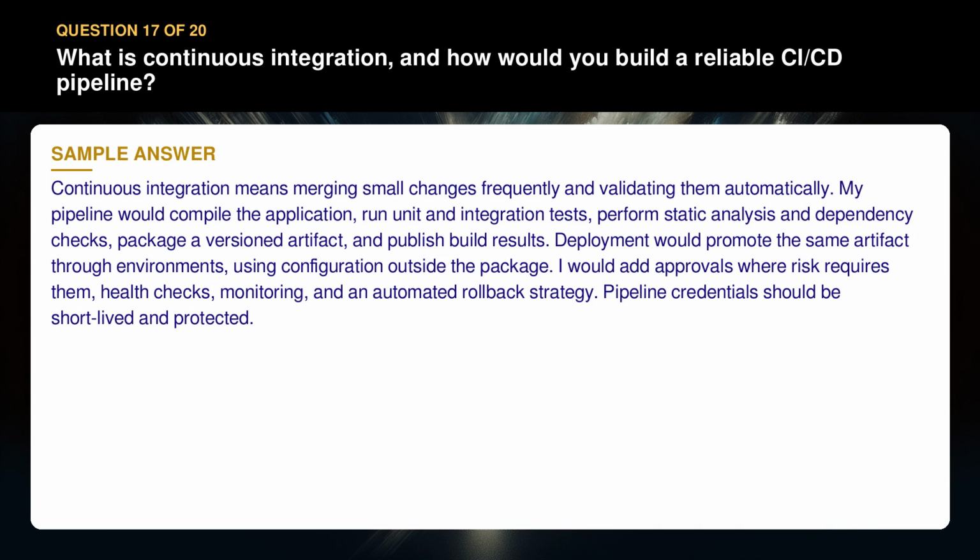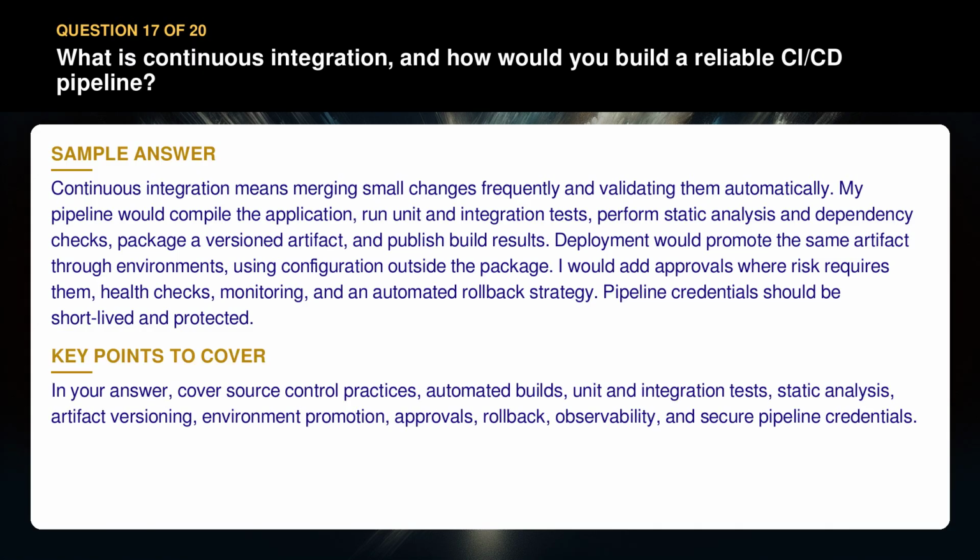Deployment would promote the same artifact through environments, using configuration outside the package. I would add approvals where risk requires them, health checks, monitoring, and an automated rollback strategy. Pipeline credentials should be short-lived and protected. In your answer, cover source control practices, automated builds, unit and integration tests, static analysis, artifact versioning, environment promotion, approvals, rollback, observability, and secure pipeline credentials.